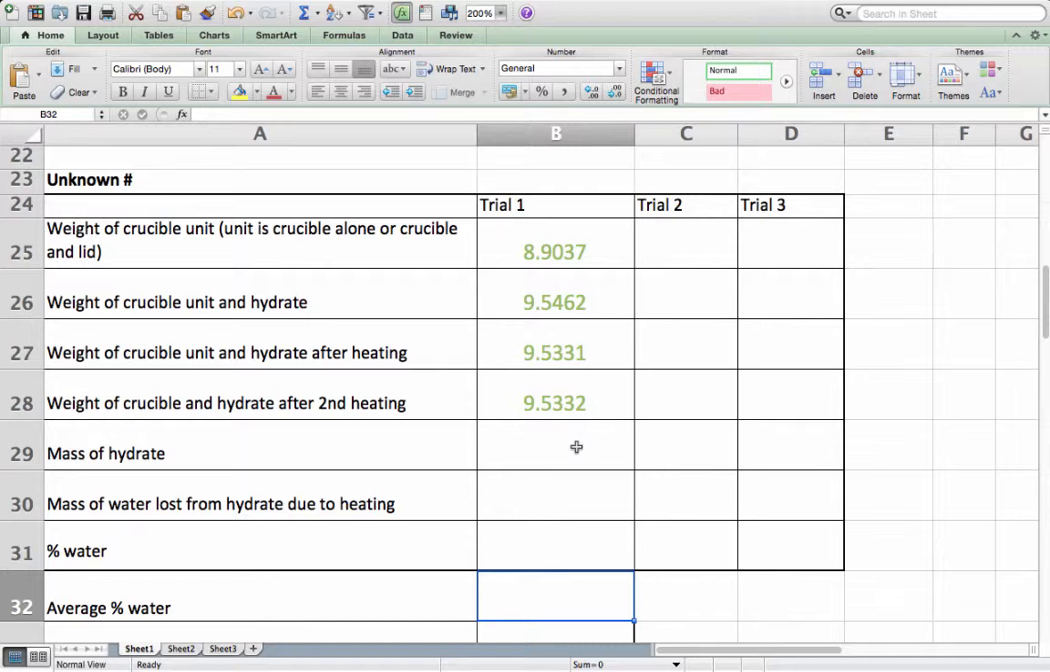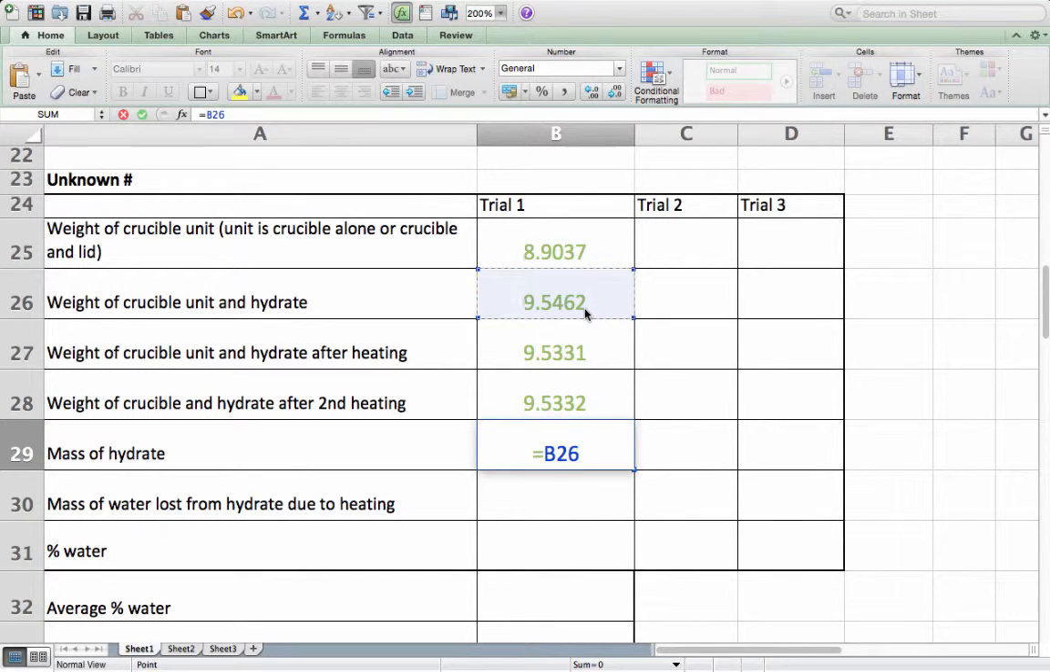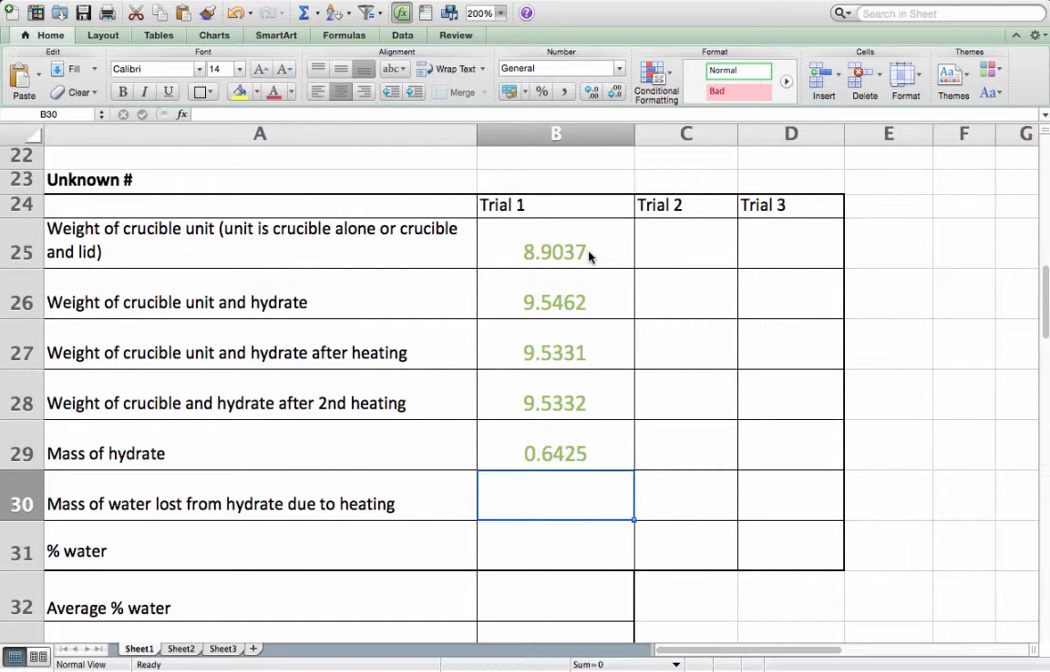To calculate the mass of my hydrate, I would simply subtract the mass of the crucible from the mass of the crucible and the hydrate. So, mass of the crucible and the hydrate minus mass of the crucible. My hydrate weighs 0.6425 grams.